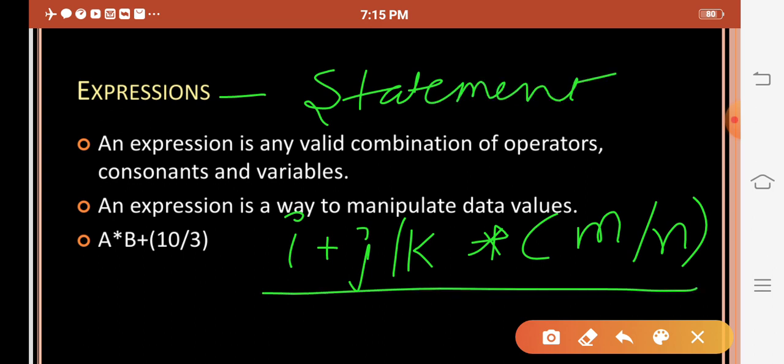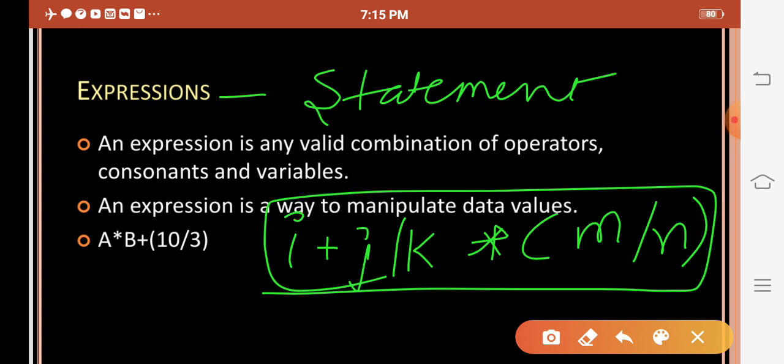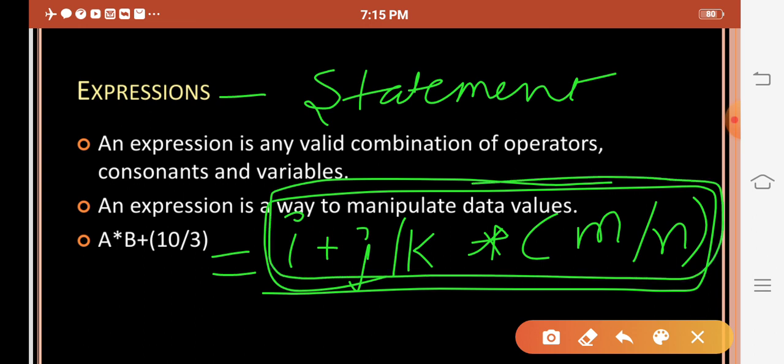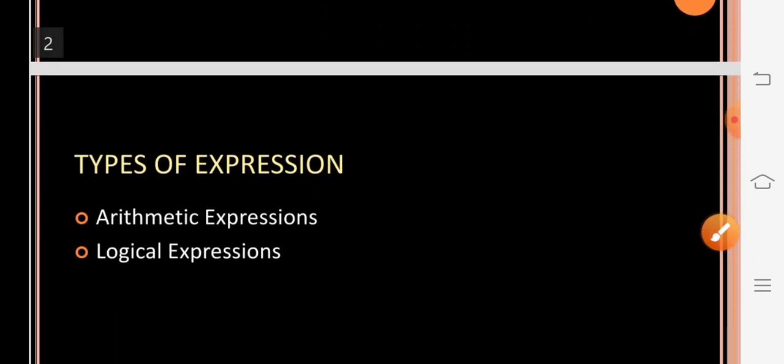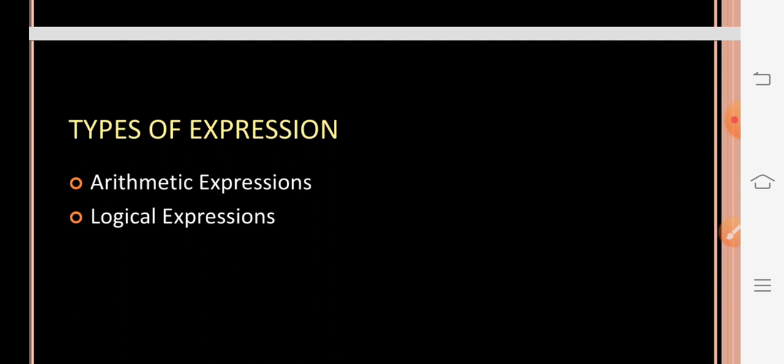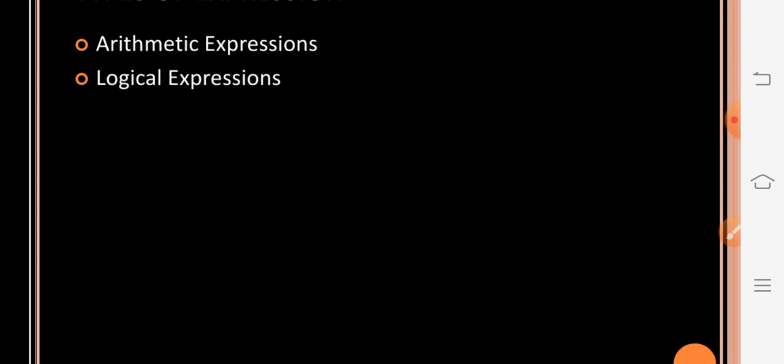Expression means a combination of some operators and operands, that is called an expression. But when we assign the result of this expression to any variable on the left side, that means if we are using the equal operator or assignment operator, it becomes a statement. So there is a difference between expression and statement. Now next, types of expressions. We have two types, arithmetic and logical expression. One by one we will go through each of them.